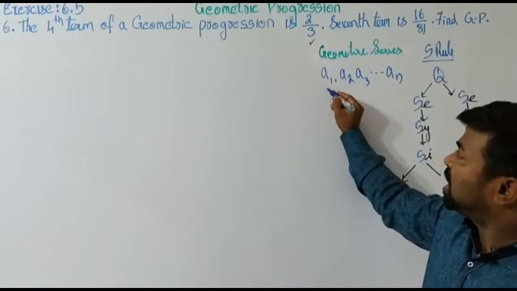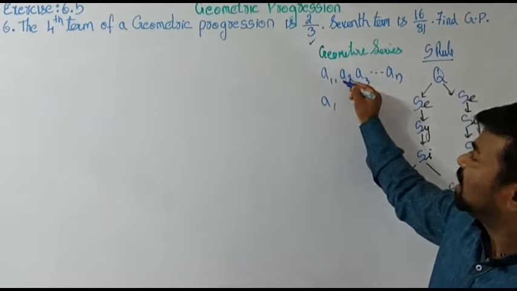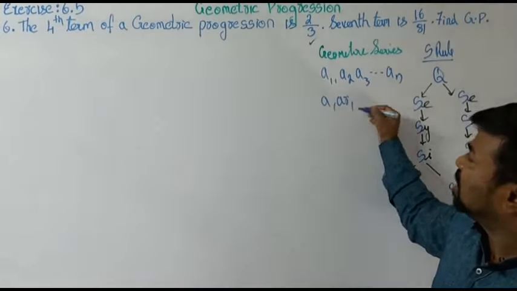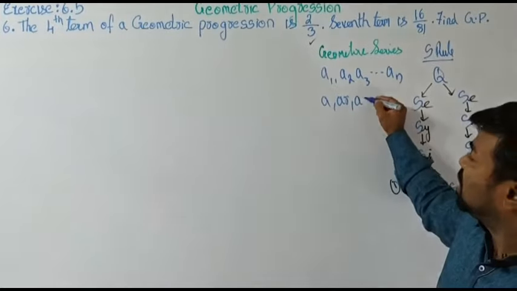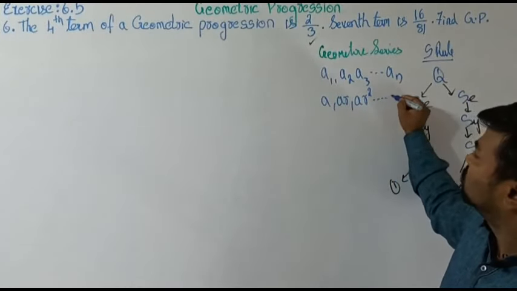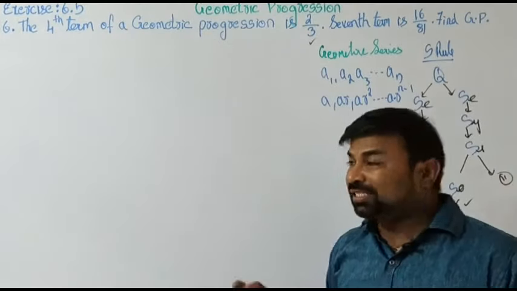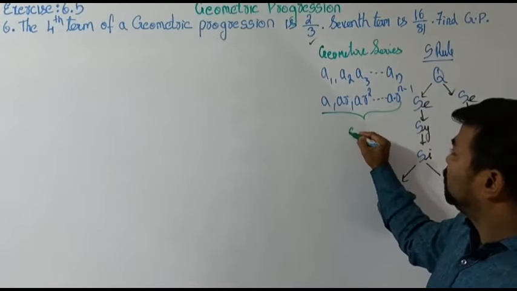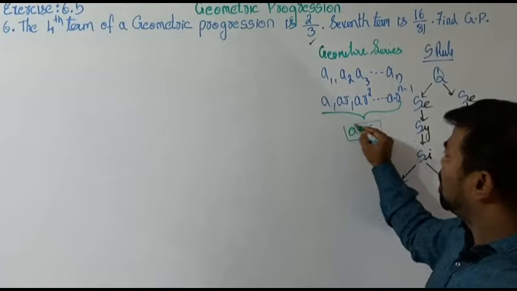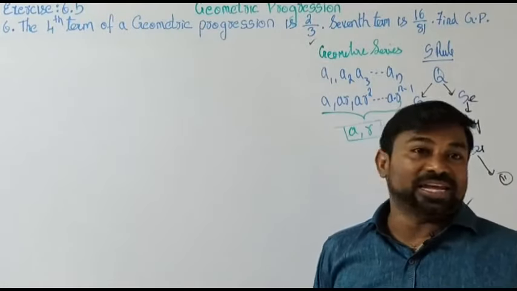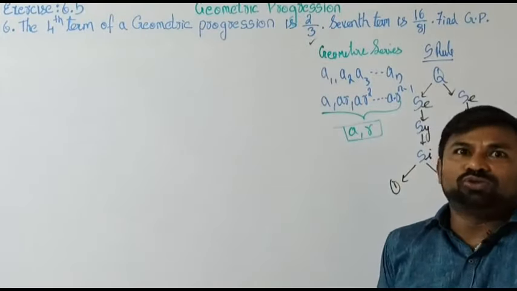Now, how to write A1? It's nothing but A. How to write A2? It's nothing but AR. How to write A3? AR to the power 2, and so on, up to A into R to the power n minus 1. So for all this, we need only A and R. So how do we find A and R?